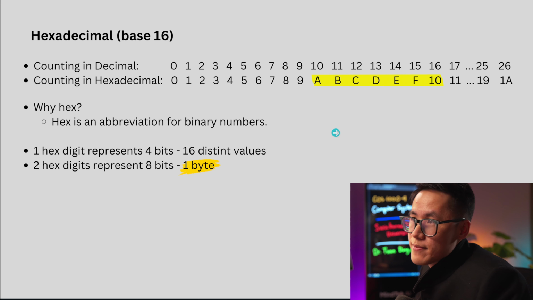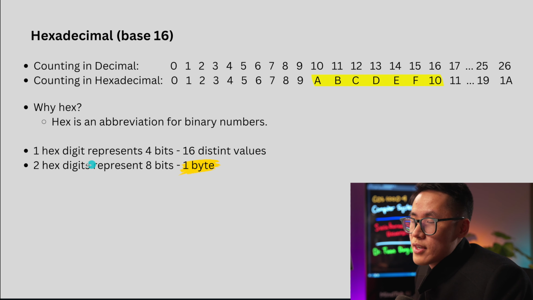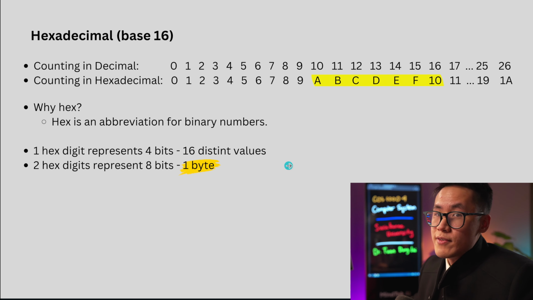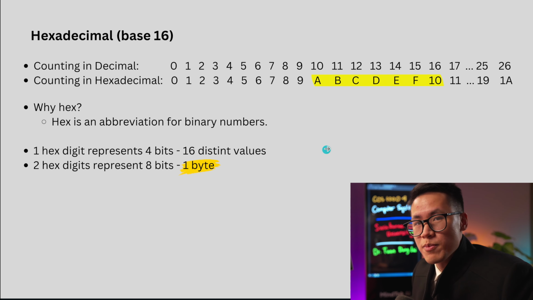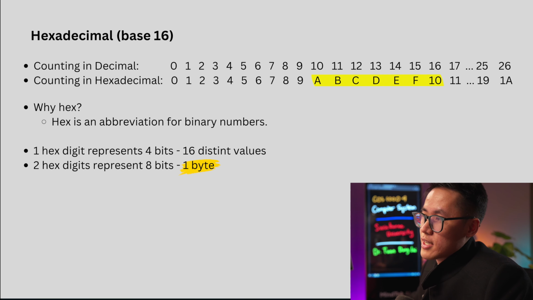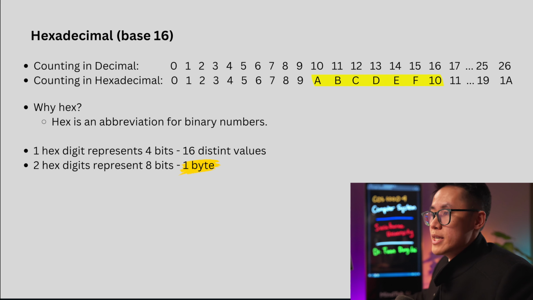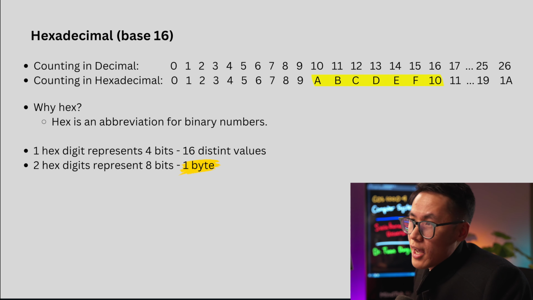Okay, why do we use hex? Hex is an abbreviation for binary number. What is abbreviation? Abbreviation means short form. Okay, so 1 hex digit represents 4 bits, 16 distinct values, 2 hex digits, and so on. If you want to understand this more, please watch my lecture. In this video, I only cover how to convert from binary to decimal number. But if you want to understand how and why we use hex, why we use binary, then I will explain more in the lecture.